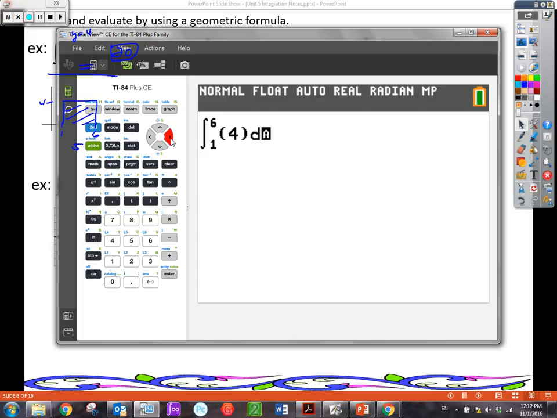And then it was dx. And so what the calculator did is it calculated the integral for us, and it's 20, which we already knew because we calculated it. Now I want to give you just a little bit of caution about your calculator.